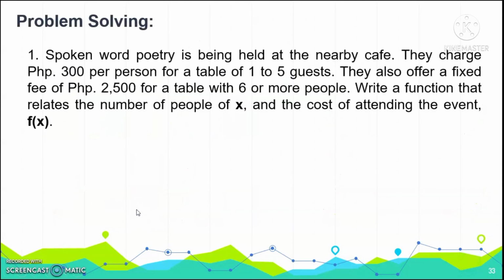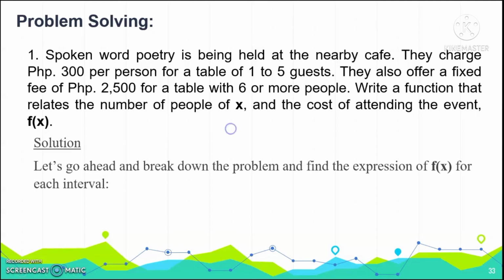So first problem. Spoken word poetry is being held at the nearby cafe. They charge 300 pesos per person for a table of 1 to 5 guests. They also offer a fixed fee of 2,500 pesos for a table with 6 or more people. Write a function that relates the number of people x and the cost of attending the event, f of x. So solution. Let's go ahead and break down the problem and find the expression of f of x for each interval.